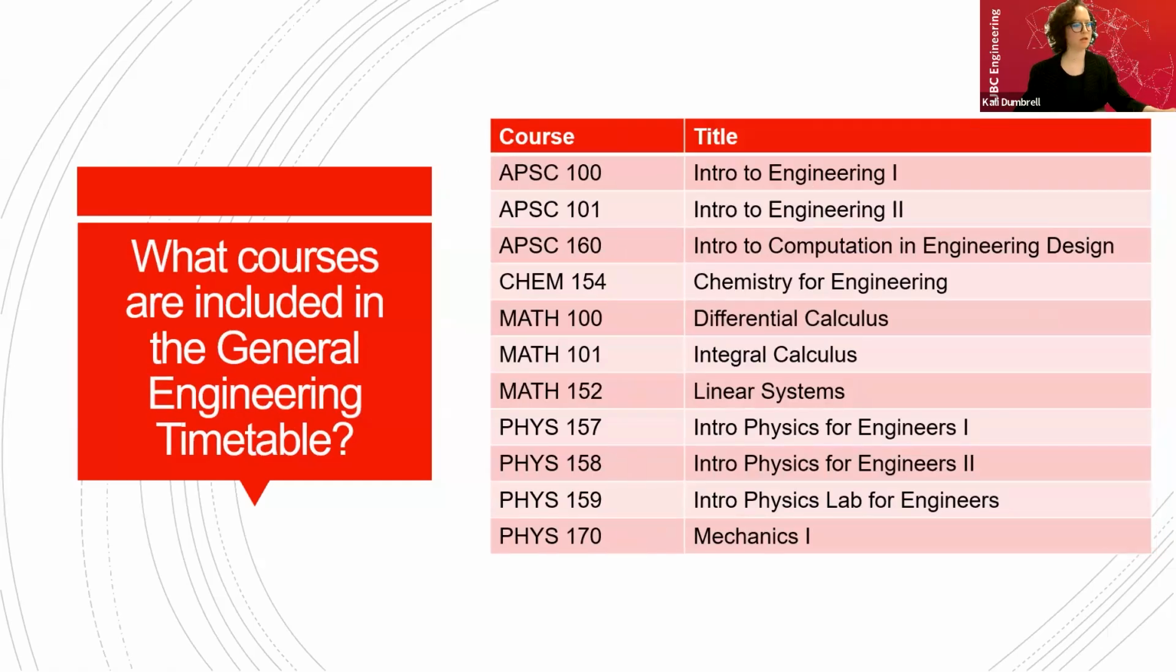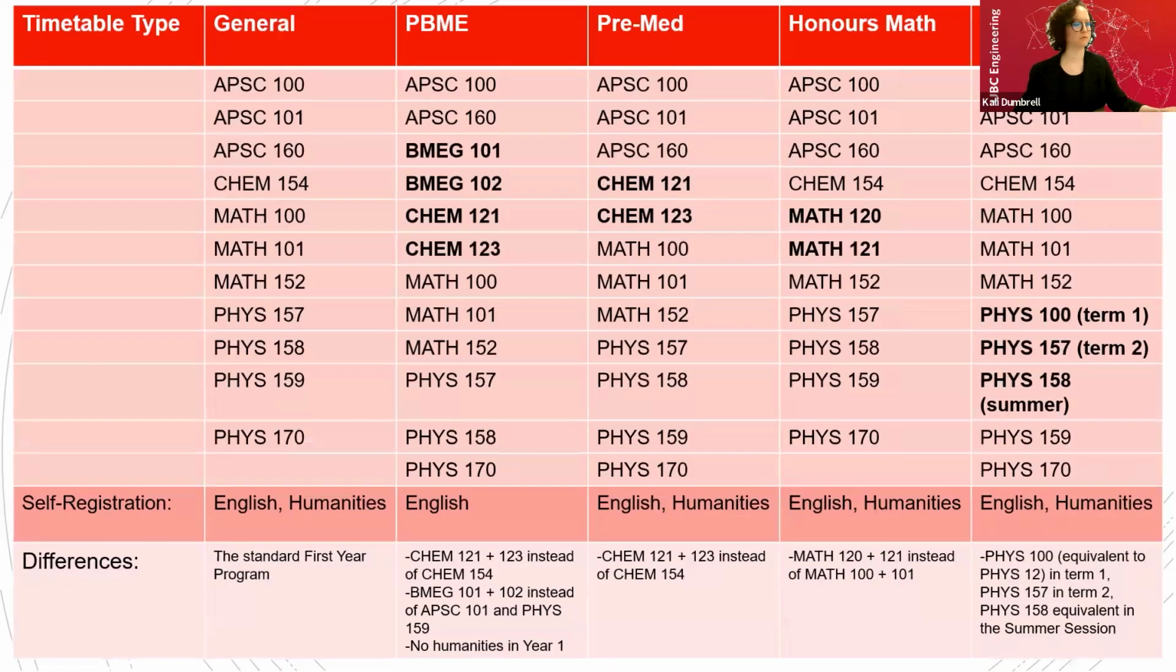All right. These 11 courses are core courses for engineering first-year students. Depending on the curriculum you follow, there are minor differences. This is the list of courses for each curriculum. The courses in bold are the ones that are different from the standard curriculum.